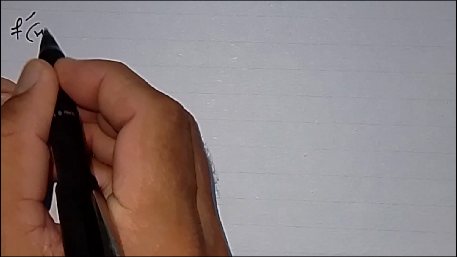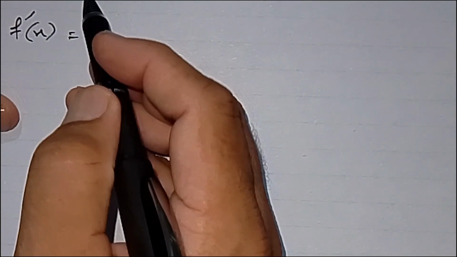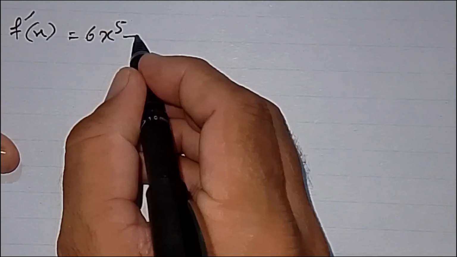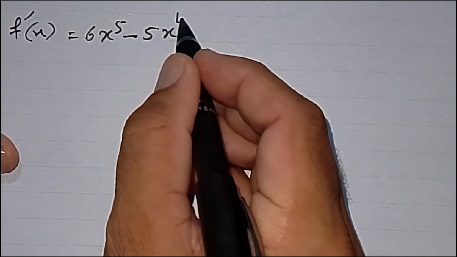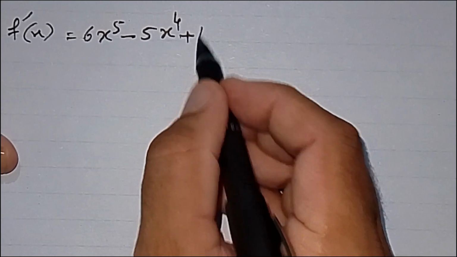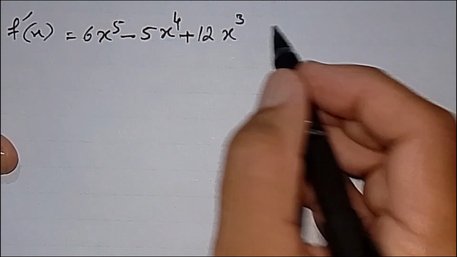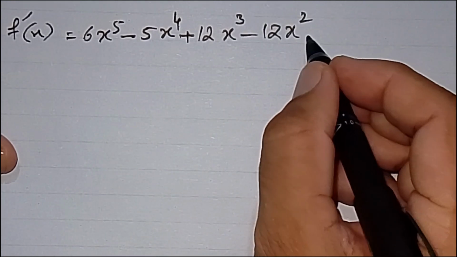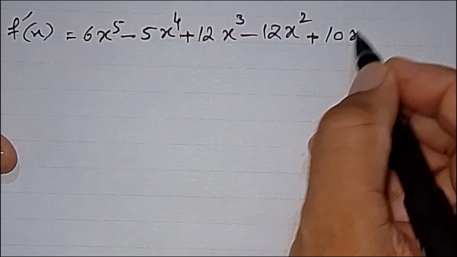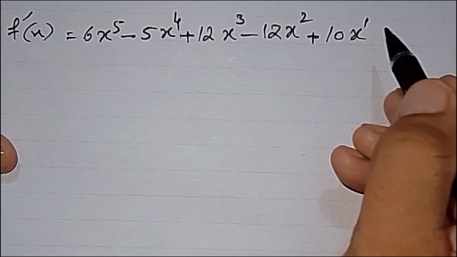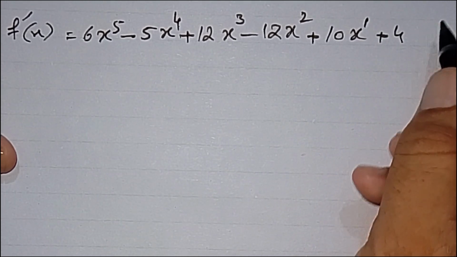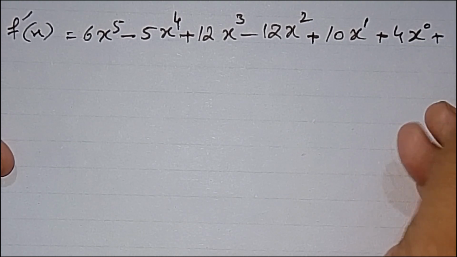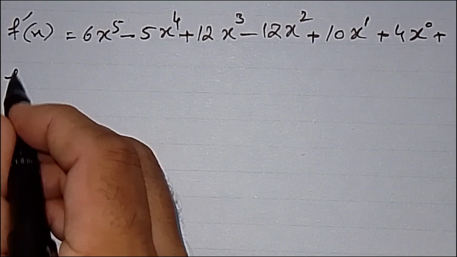Now we simplify these terms. f dash x is equal to 6 x raised to the power 5 minus 5 x raised to the power 4 plus 12 x cube minus 12 x square plus 10 x plus 4 x raised to the power 0 plus 0, since 0 into 2 is 0.